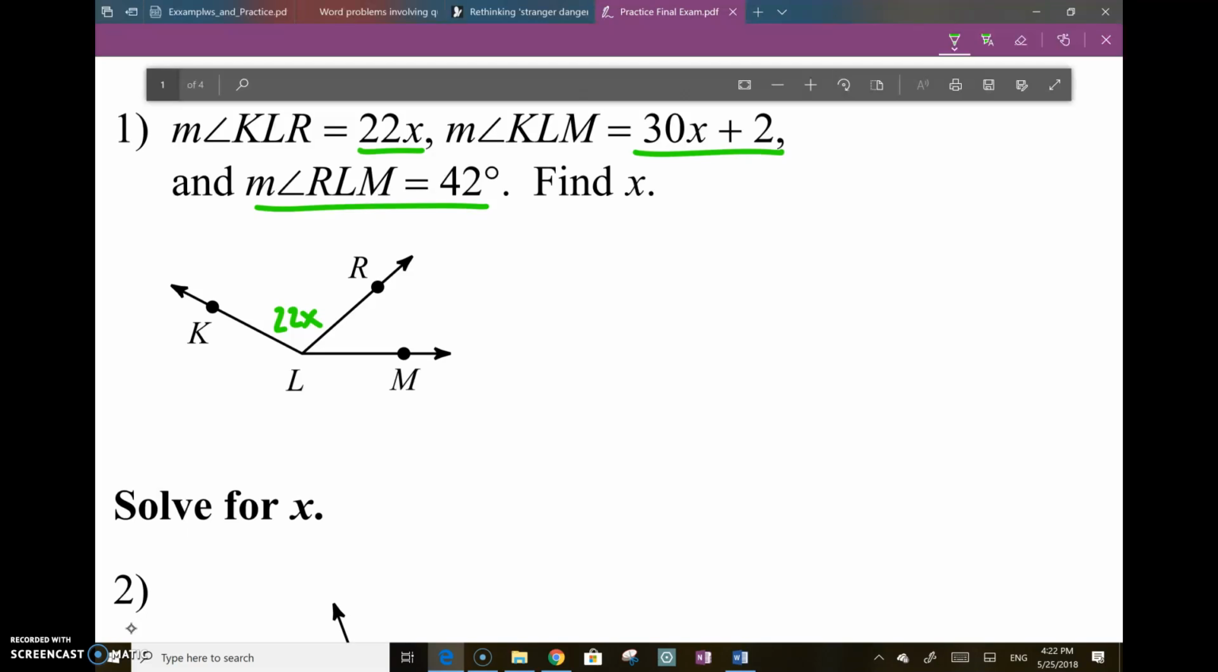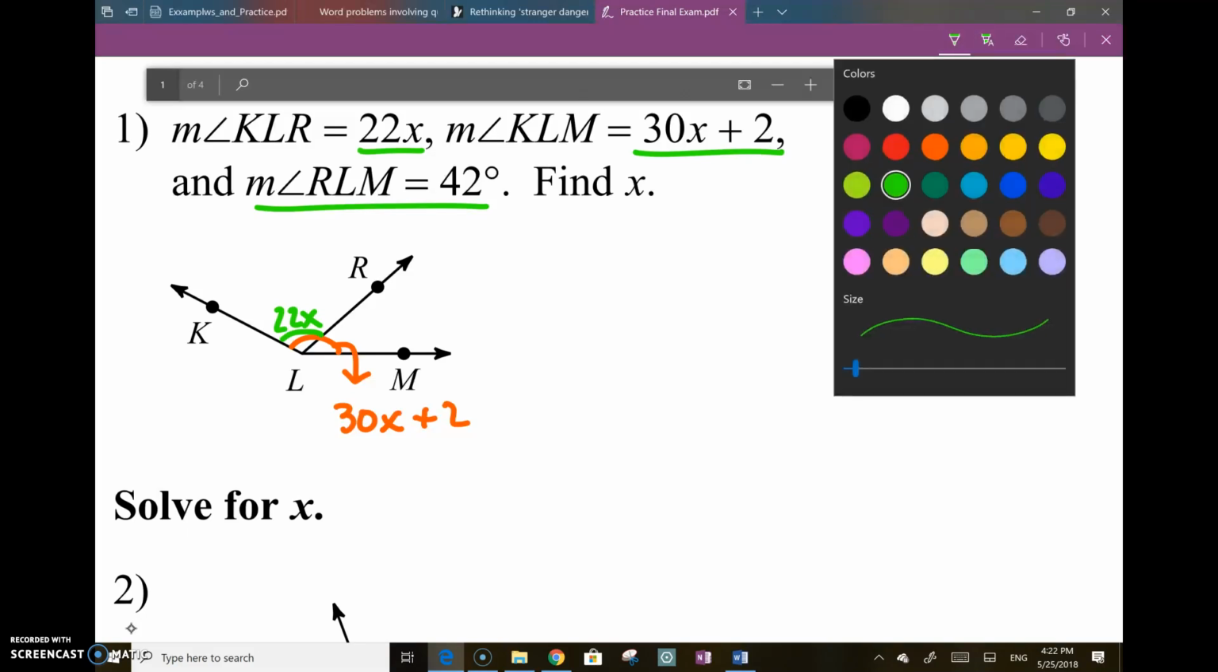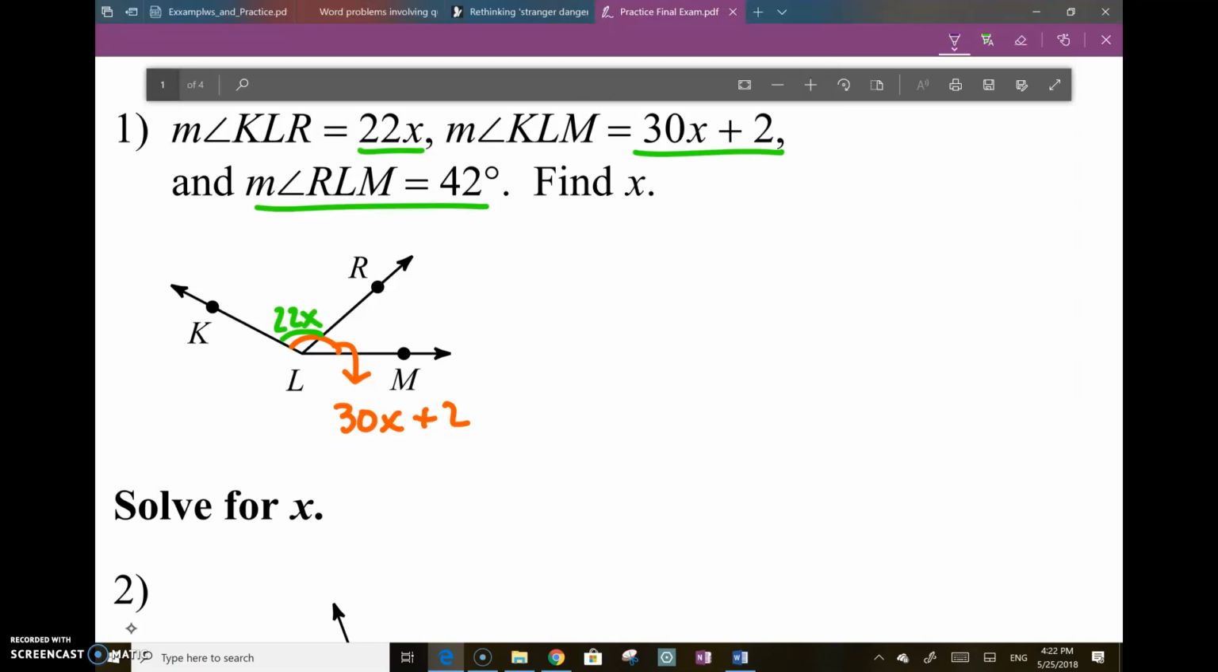And then the measurement of angle KLM, that whole angle, is 30x plus 2. So just using a different color, this entire angle from here all the way to there would be 30x plus 2. The first one that I marked is only this piece right there. Then the measurement of angle RLM is 42, and that would be the other angle that we have here.